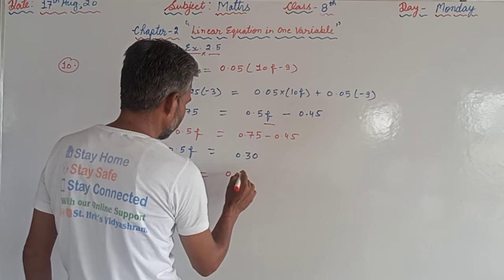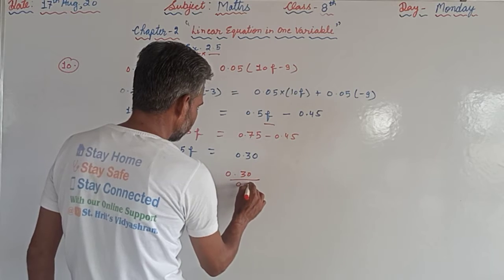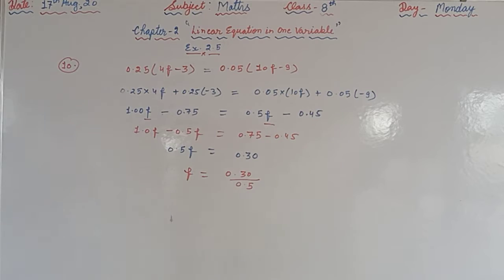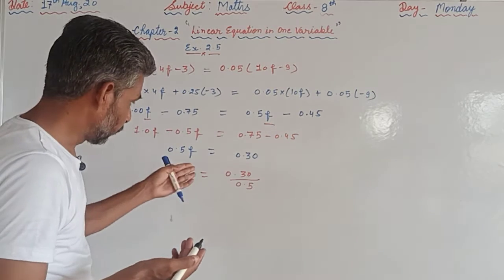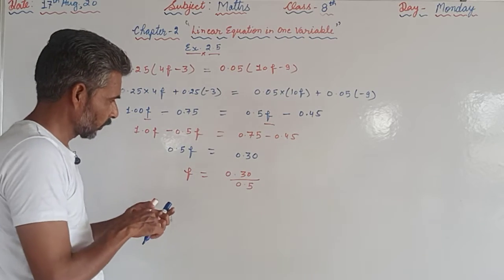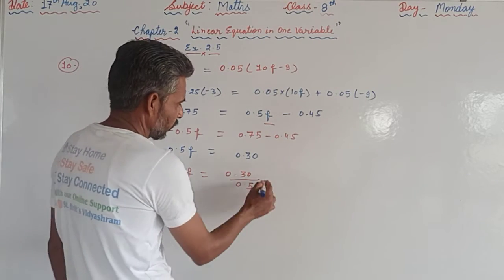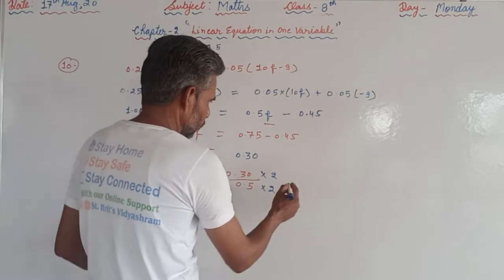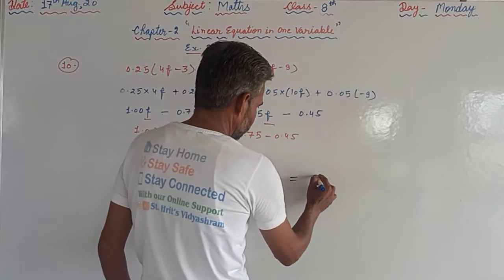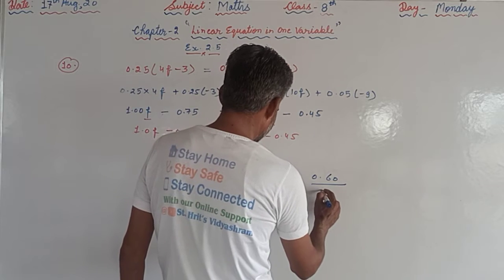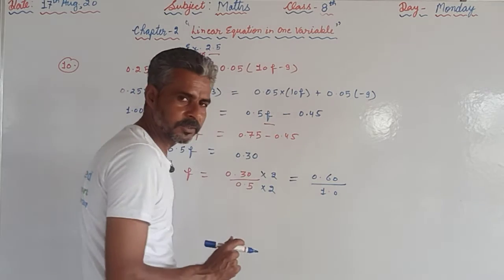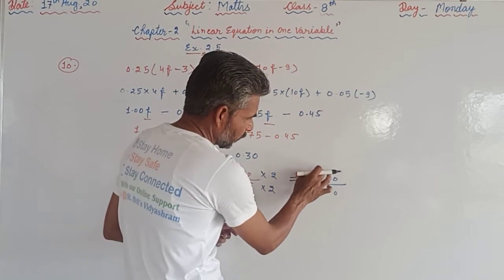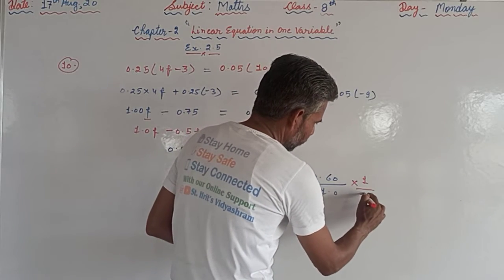Afterwards we are supposed to find the value of f. f will be 0.30 upon 0.5. Now how to find out the answer? The easy method is to multiply both by 2. Why we are multiplying, I will tell you later on. So this will become 0.60 and this will become 1.0.